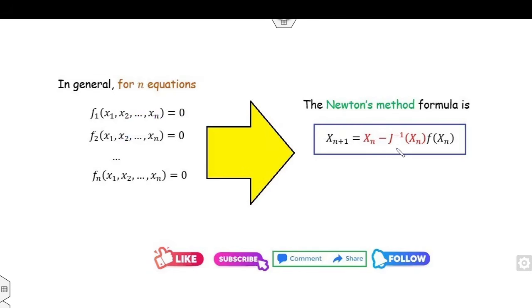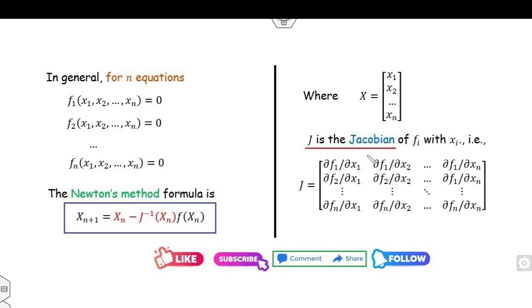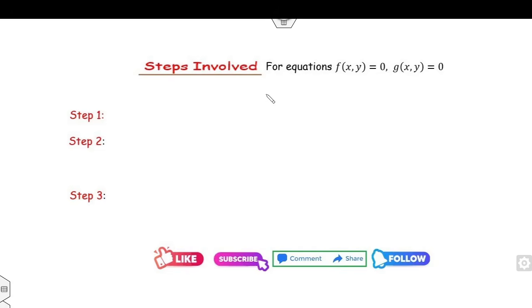You can write the equation, where J is my Jacobian matrix. How can you define the Jacobian matrix of n variables? I can write the derivative of f1 with respect to all variables, then f2 with respect to all variables, and this is an n cross n matrix. Now I will explain all this process with the help of 7 to 8 numerical examples in the easiest way. First of all, what are the steps involved?